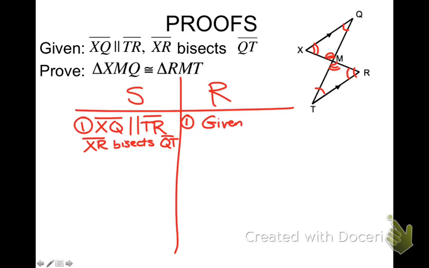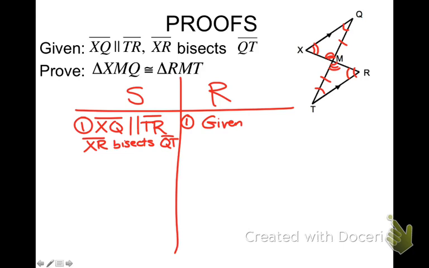We don't have an angle, so that doesn't work. Bisecting, so if XR bisects QT, that means QT is cut in half. So where are my congruent segments from the segment bisector? Yes, TM is congruent with QM. All right, now let's look at this diagram. We've got so many options to work with. Let's pick which one we think we want to go with.